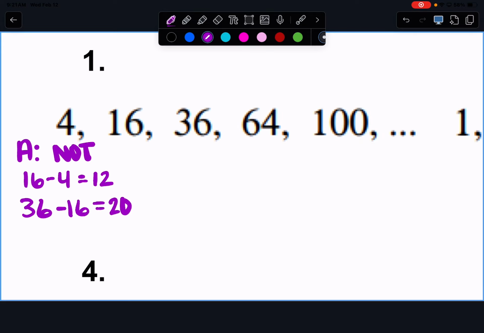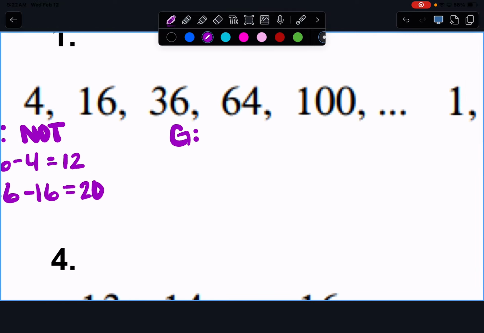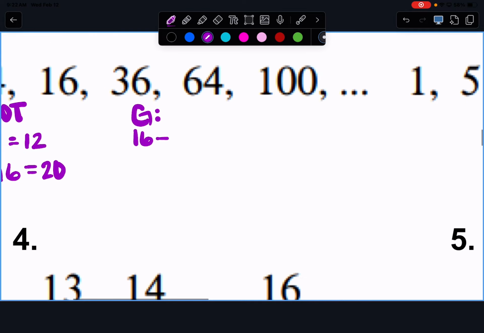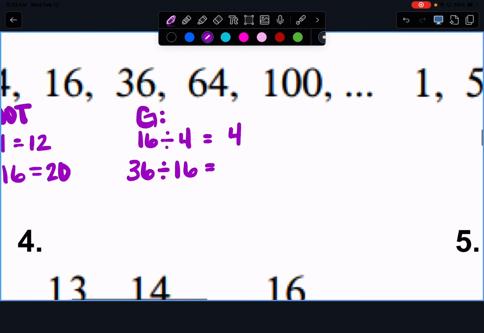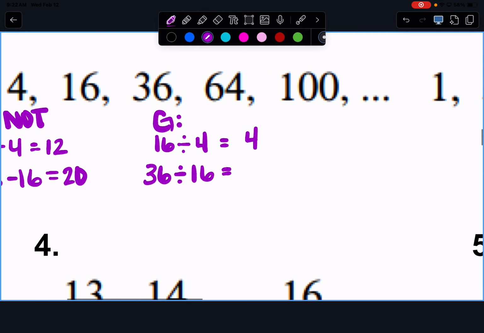Is it geometric either? For geometric, I would do 16 divided by 4. What is 16 divided by 4? 4. Can I do 36 divided by 16? What does that give us? It doesn't give us 4. Are those two things equal? No. So is it geometric?